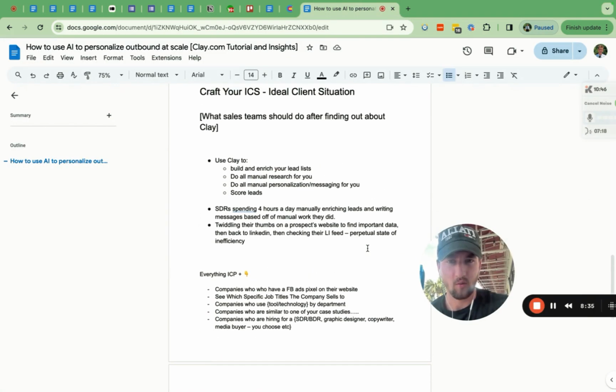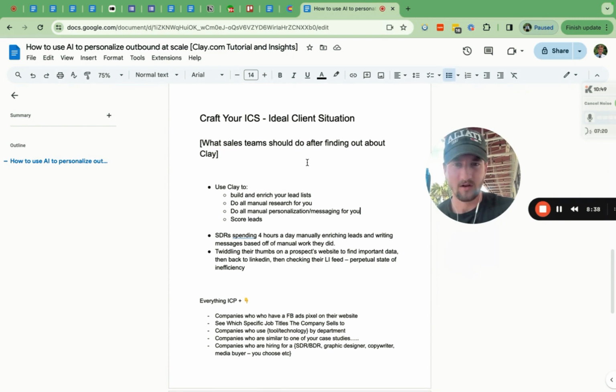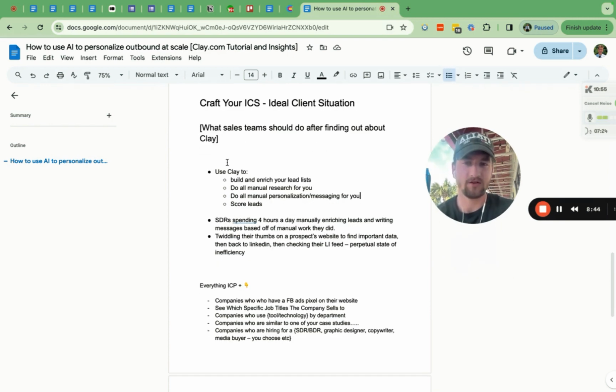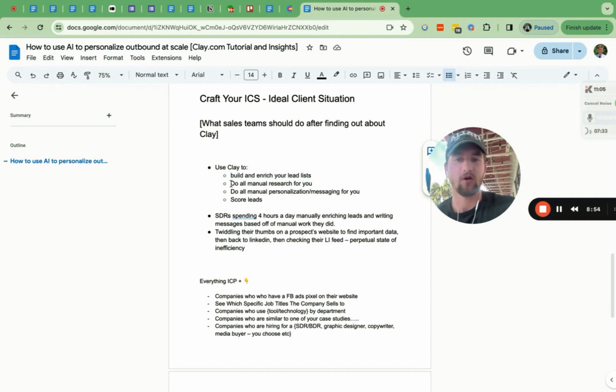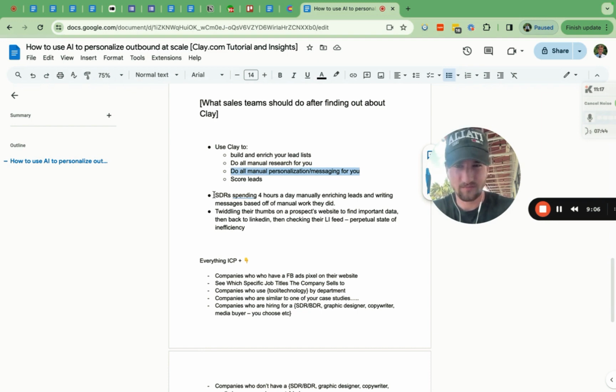So one last thing, and then I'm going to let you guys go. Like I said, with Clay, you guys can do so many things. It could essentially replace 5 to 10 SDRs that you have in-house. You can use it to build and enrich your lead list, to personalize at scale, and to do all the manual research that you have SDRs doing or you're doing yourself. If you wanted to send personalized messaging, you can do that inside of Clay. I can show you guys how to do that in 2 seconds.